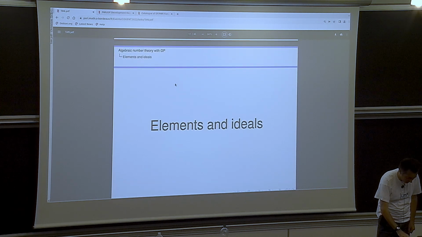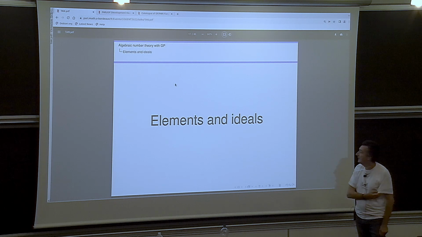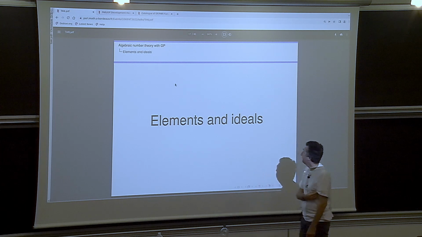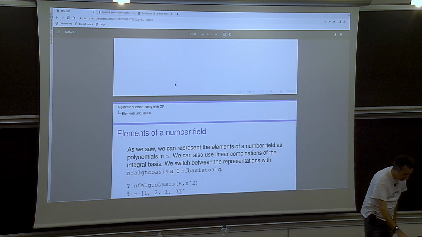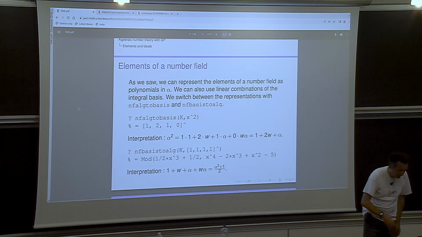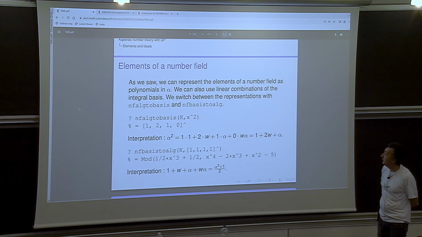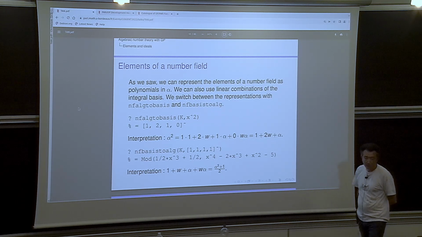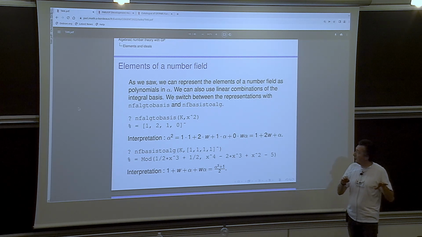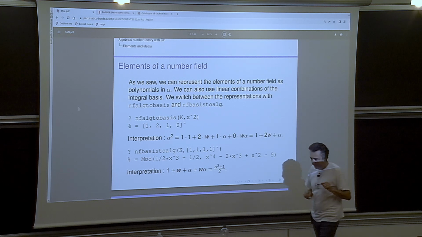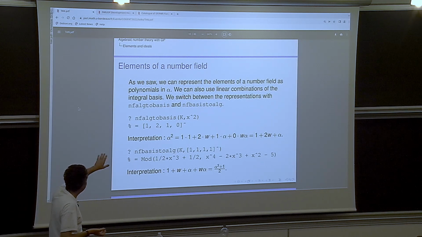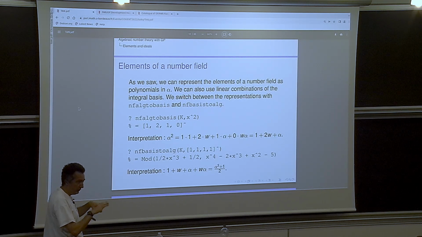Okay. Maybe I'm a bit fast. Okay. So now we can speak about elements and ideals. There are 2 ways to represent an element of a number field: either using mod, or as a linear combination of the elements of the integral basis. Usually, for small degree fields, it's much better to use the integral basis because you get much smaller coefficients.